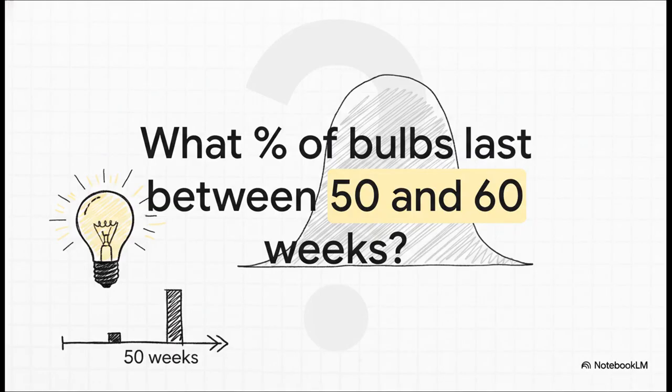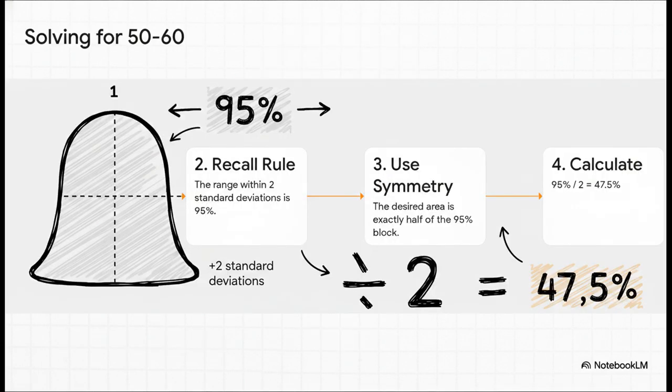So here's our first question. We want to figure out what percentage of all these light bulbs will last somewhere between the average of 50 weeks and the 60-week mark. Okay, let's think this through. 60 weeks is exactly 2 standard deviations above our mean of 50. Now we know the rule.